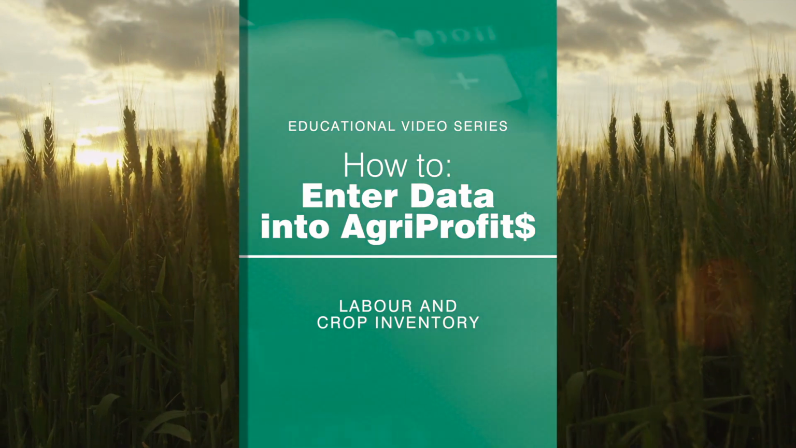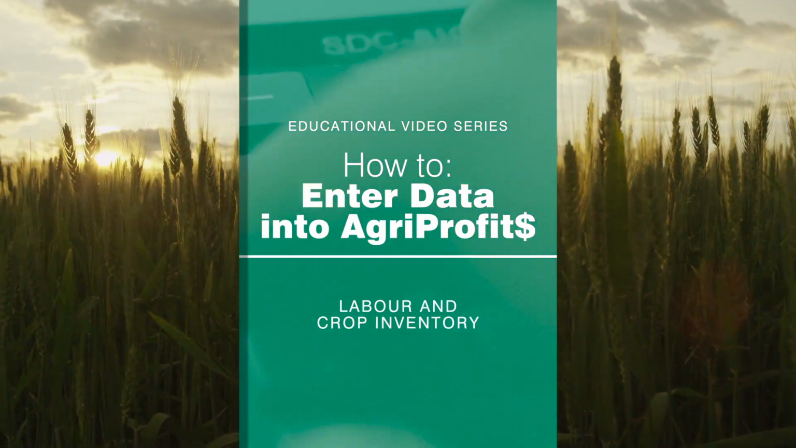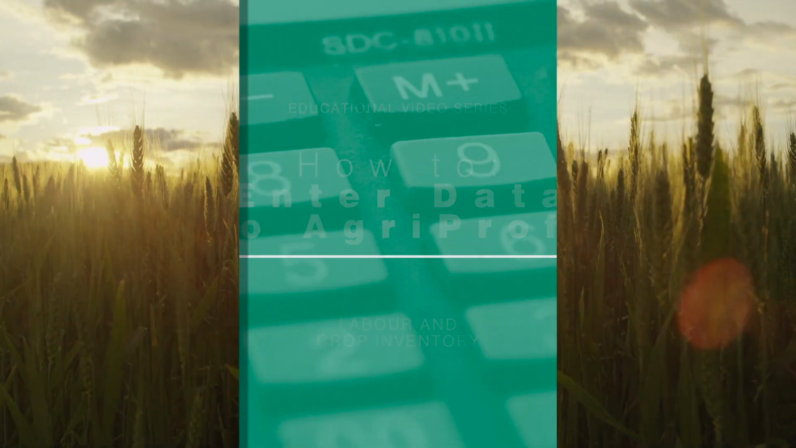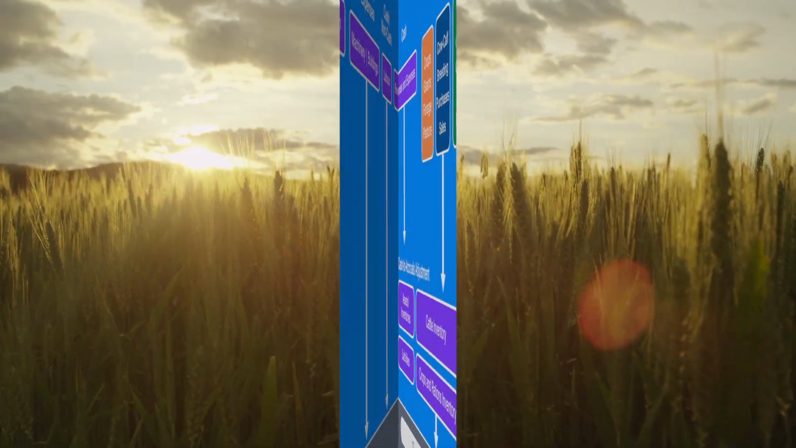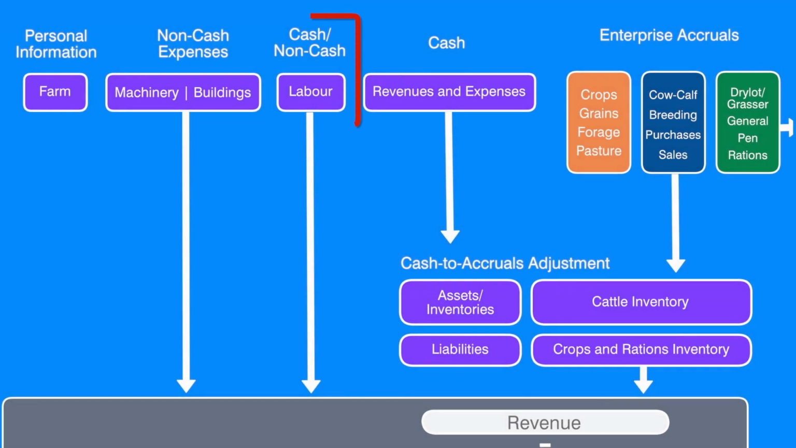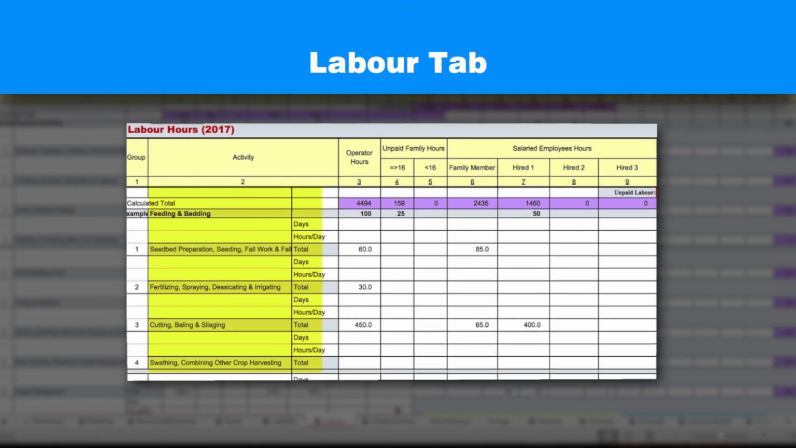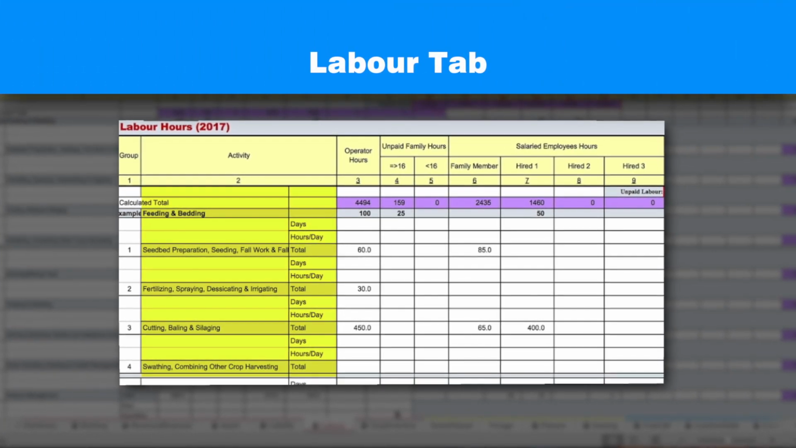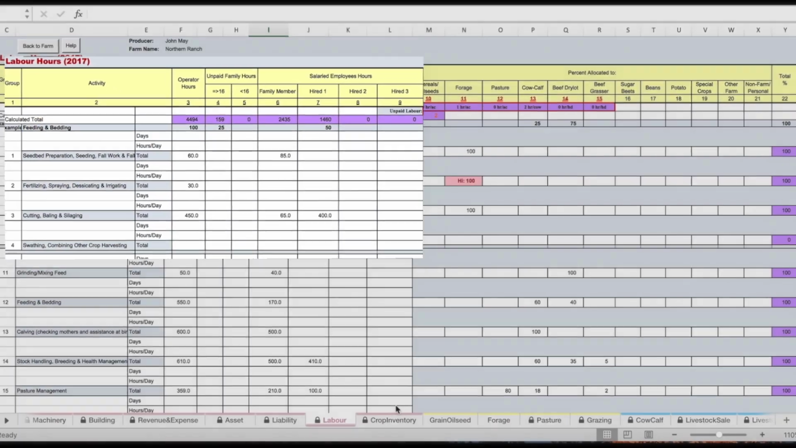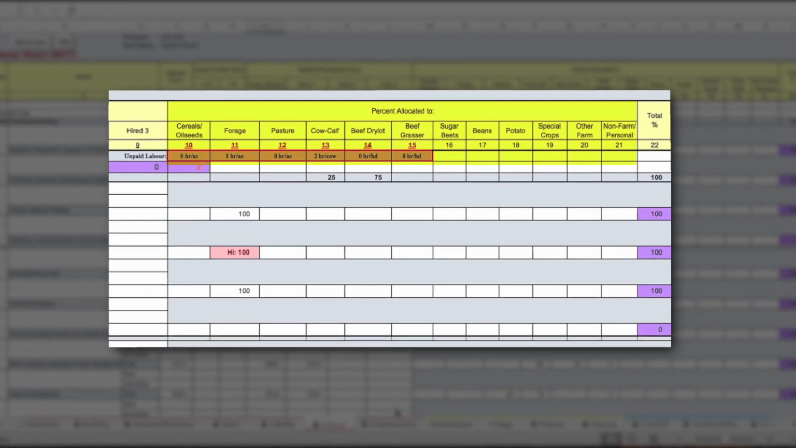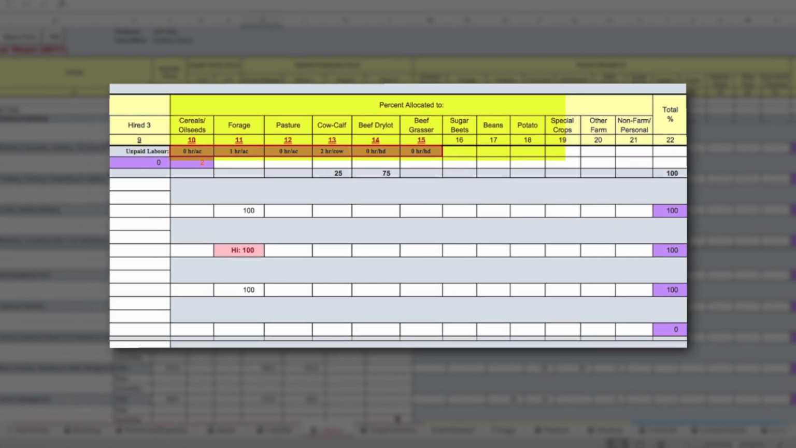We will now look at how to enter data on the labor and crop inventory worksheets on the Whole Farm tab. The labor and crop inventory worksheets are key data entry worksheets in the Whole Farm tab of the AgriProfits Business Analysis Program. The focus of the labor worksheet is to provide a way of estimating labor by activity and then allocating that activity's labor by a percentage to a specific enterprise.